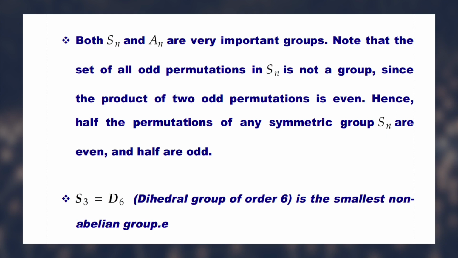Note that the set of all odd permutations in Sn is not a group, since the product of two odd permutations is even. Hence, half the permutations of any symmetry group Sn are even and half are odd. S3 is equal to D6. Dihedral group of order 6 is the smallest non-abelian group.